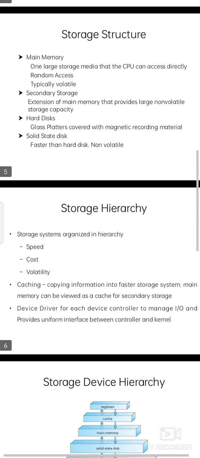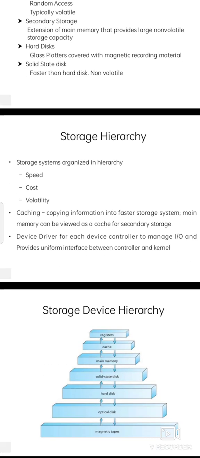The storage hierarchy can be organized in three ways. One is speed: based on the speed we can organize the storage. Based on the cost we can organize the storage. And then volatility, that is, whether it is deleted permanently or not. Based on this, the storage structure is hierarchical.